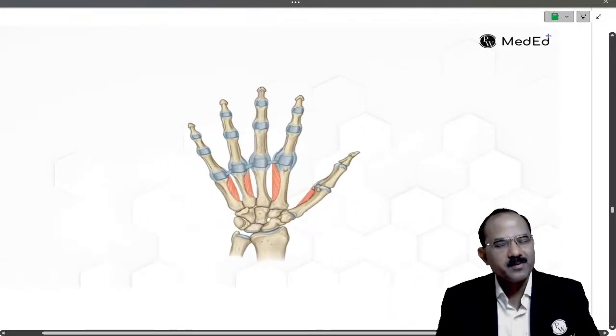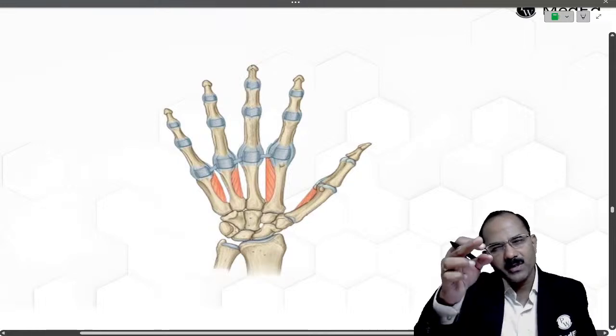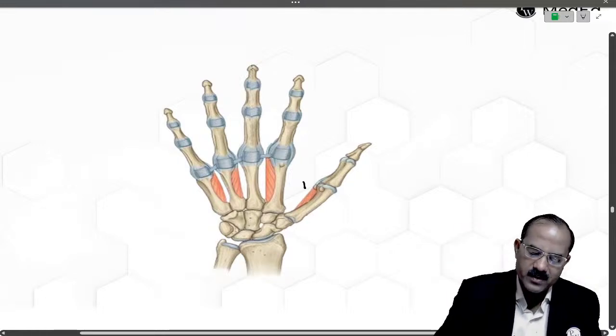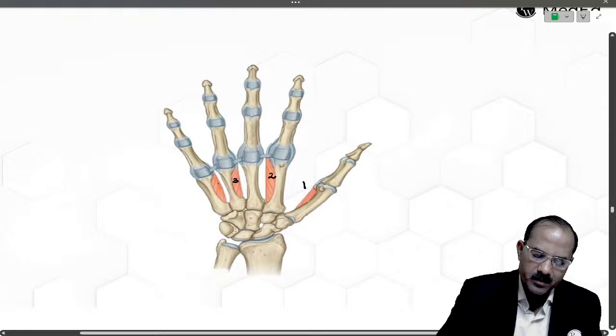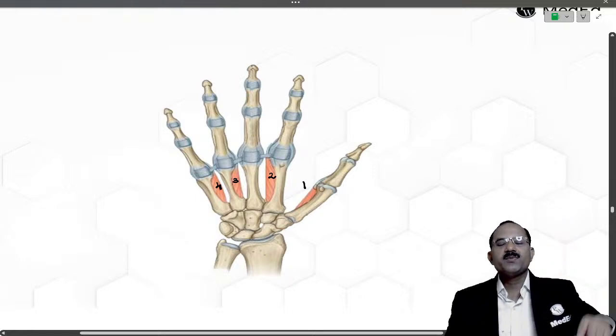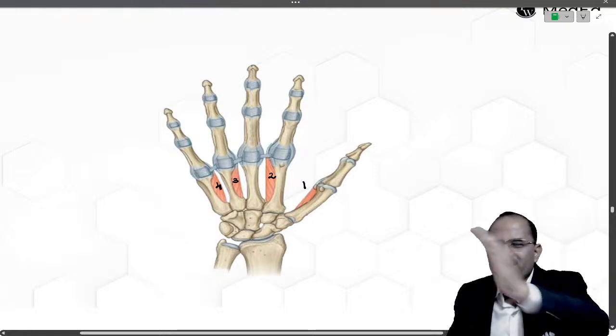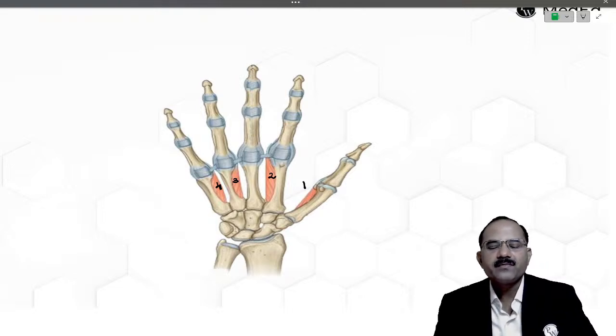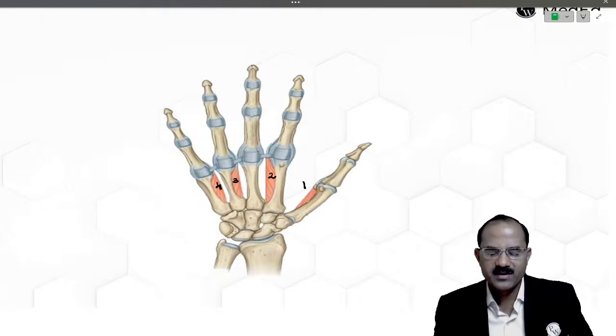Now coming to these muscles, can anyone tell me? This is an OSPE question. This is a visual slide for you. Tell me what this is. Number 1, number 2, number 3, and number 4. These are the muscles which arise from the bones. Any guesses? I'll tell you, just wait.